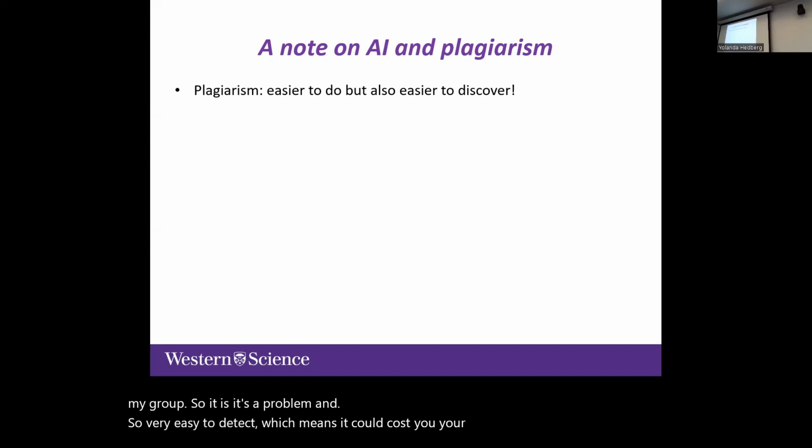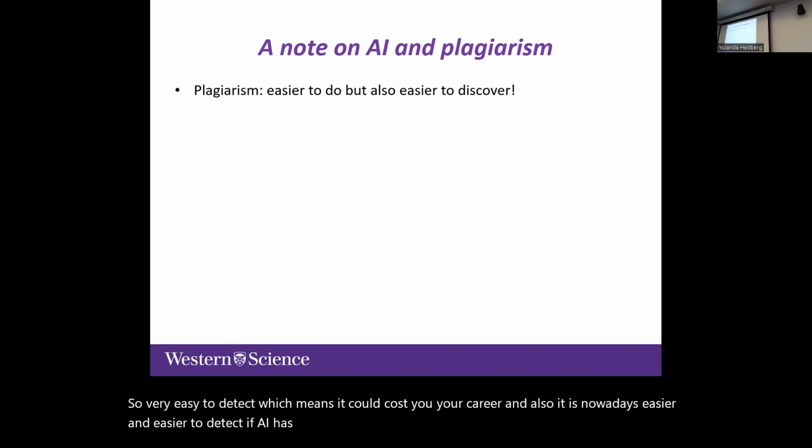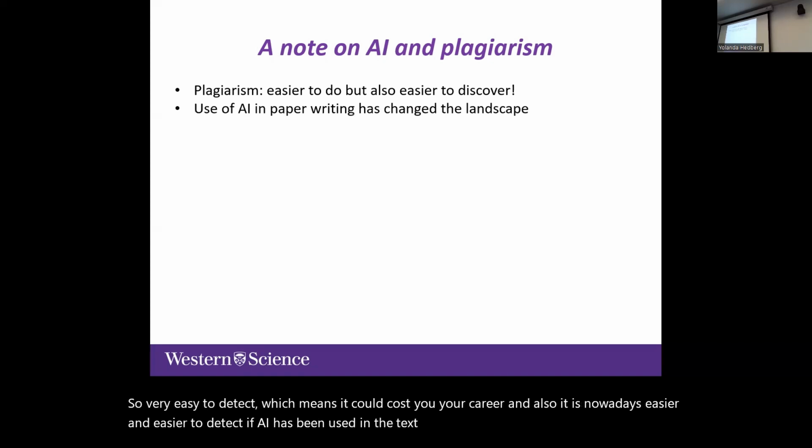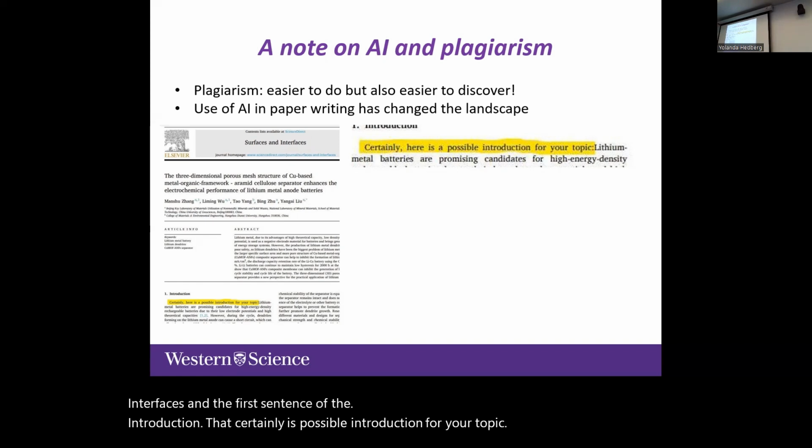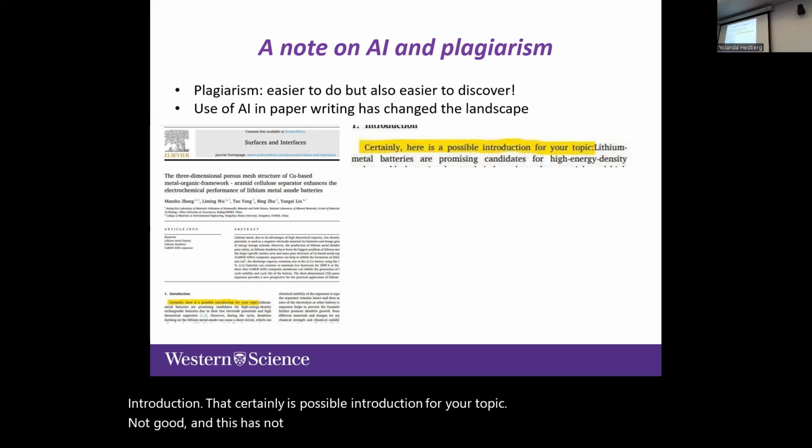And also, it is nowadays easier and easier to detect if AI has been used in the text writing. Yes, here's an example. Now it is retracted, by the way. Surfaces and Interfaces. The first sentence of the introduction says, "Certainly, here's a possible introduction for your topic." Not good. And this has not been detected by anyone, except, of course, later, the readers. So then it went viral, and then it has been retracted.